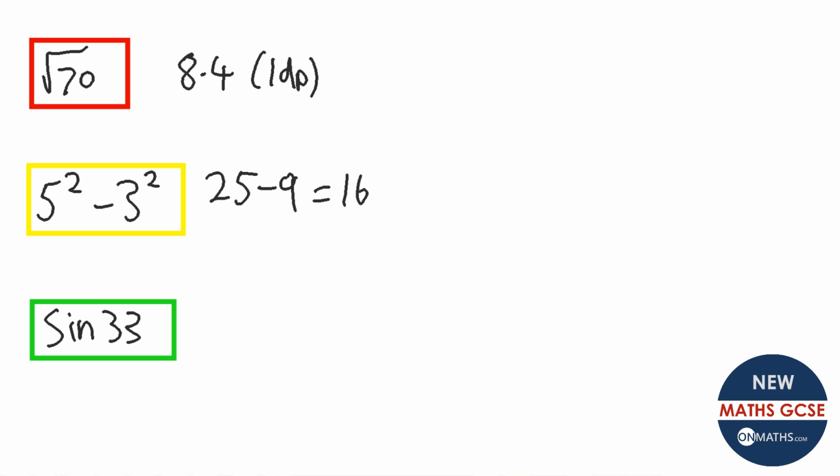And then sine 33. So I'm going to click the sine button, then type in 33. Now I always try and remember to close the brackets, because when you type in sine, the calculator will open brackets, and so afterwards I just close them. That's important sometimes, not necessary for this question. And it's 0.54. I'm going to put that to 2 decimal places.